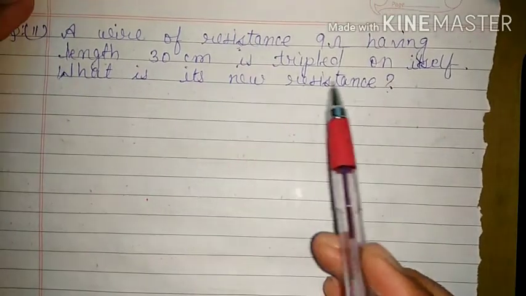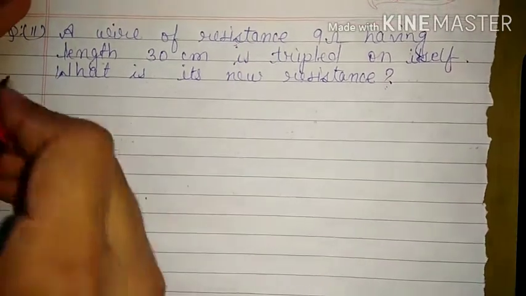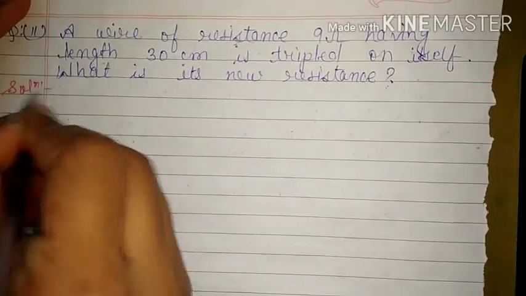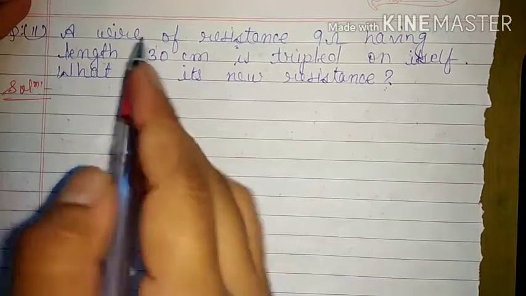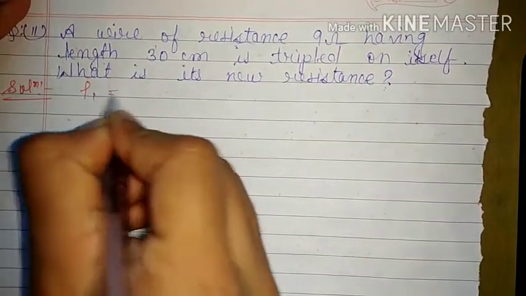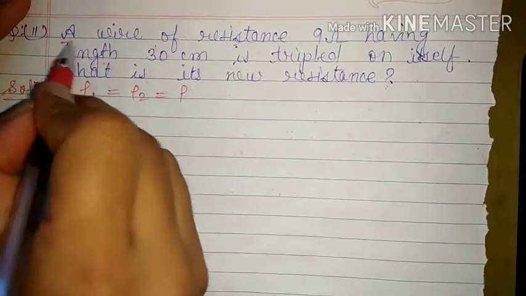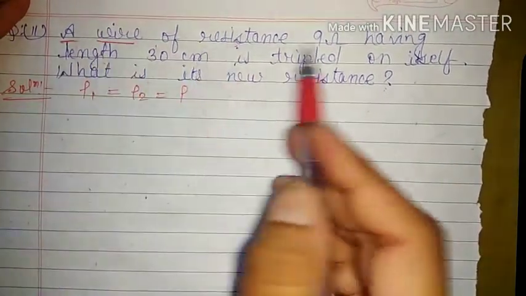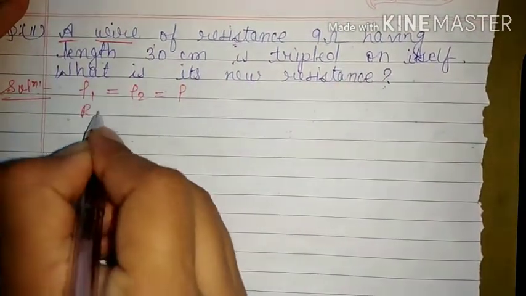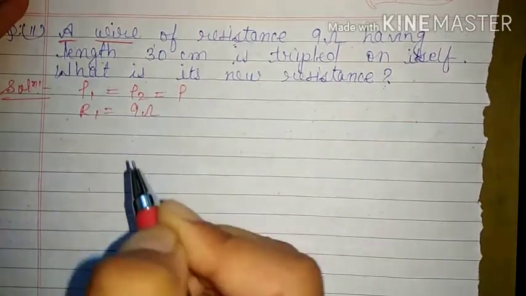What is its new resistance? Okay, let's see what is given. A wire means both the resistivities will be the same: rho 1 is equal to rho 2 is equal to rho. First thing, a wire of resistance 9 ohm. So the first resistance is given, R1 is equal to 9 ohm.